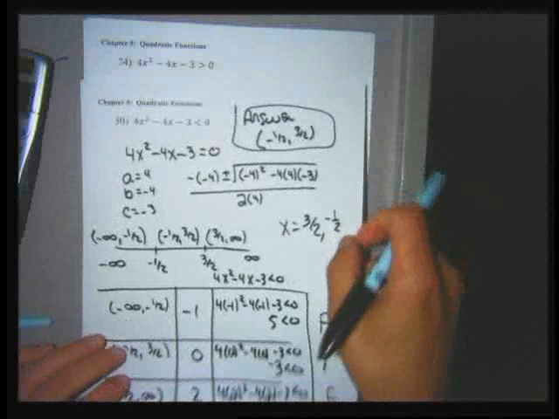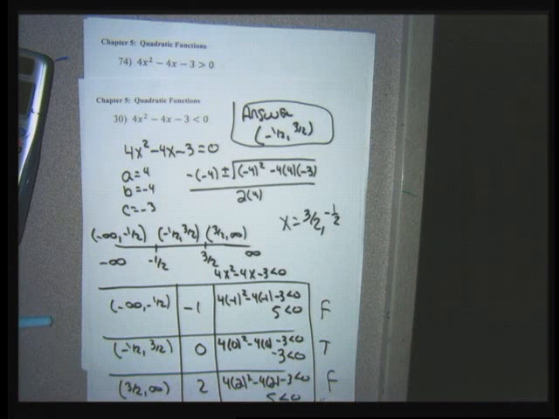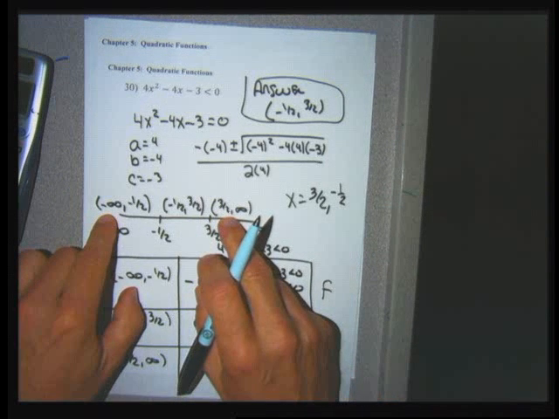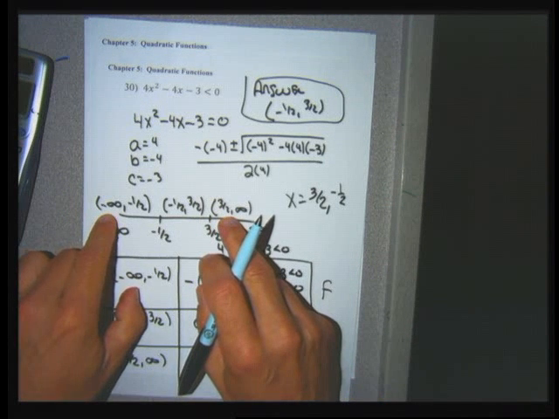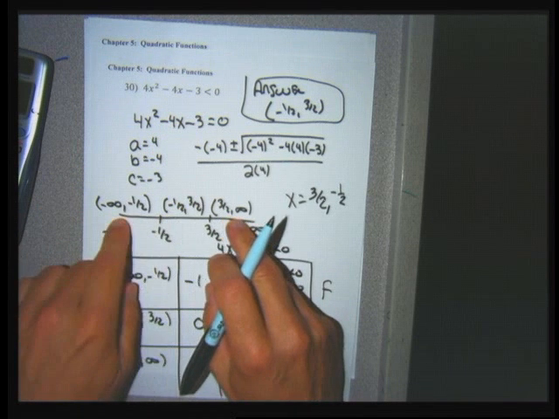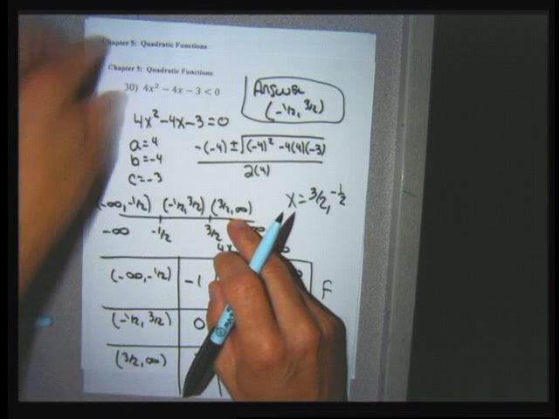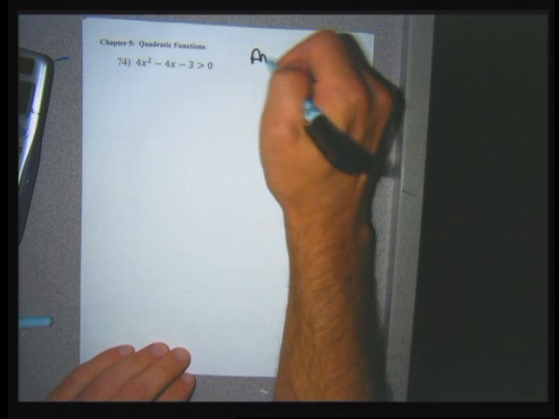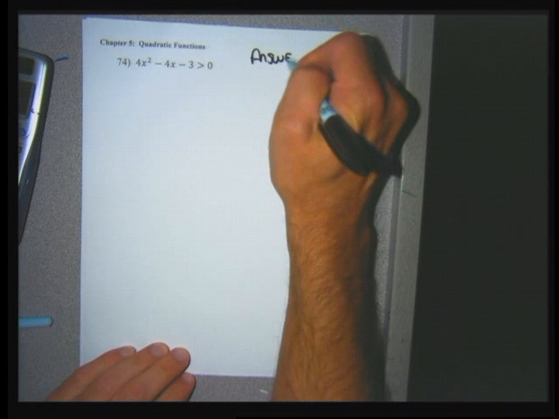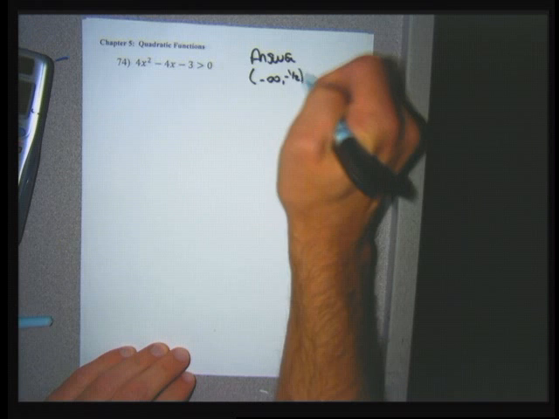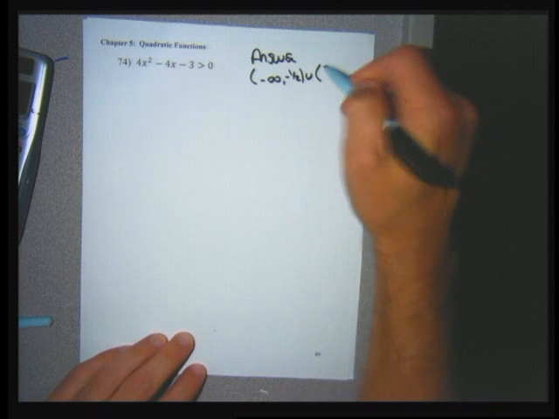74 and 30 are essentially the same problems. So I think the outside intervals are going to be true in the problem I'm about to do, because in a less than, the middle interval is true, and in a greater than, the outside intervals are true. So I think the answer is going to be negative infinity to negative 1/2 union 3/2 to infinity.